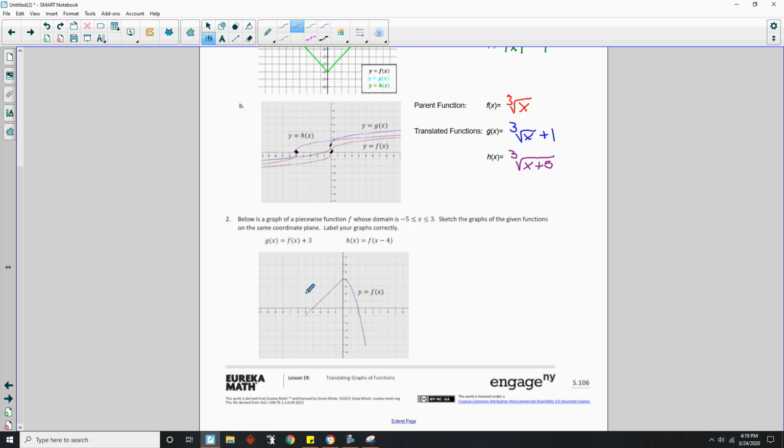1, 2, 3, so that'd be a point there. This is here. 1, 2, 3 would end up there. 1, 2, 3, whoops, right here. 1, 2, 3. And 1, 2, 3. So the red portion is right here. That is a shift up of 3.